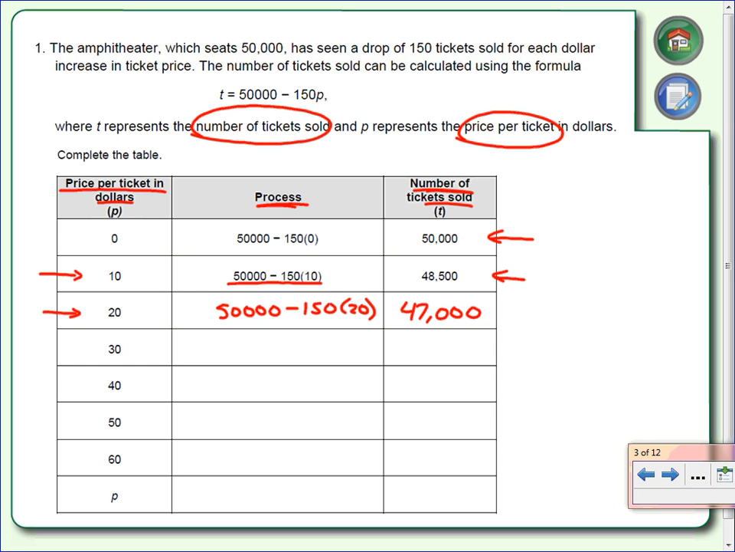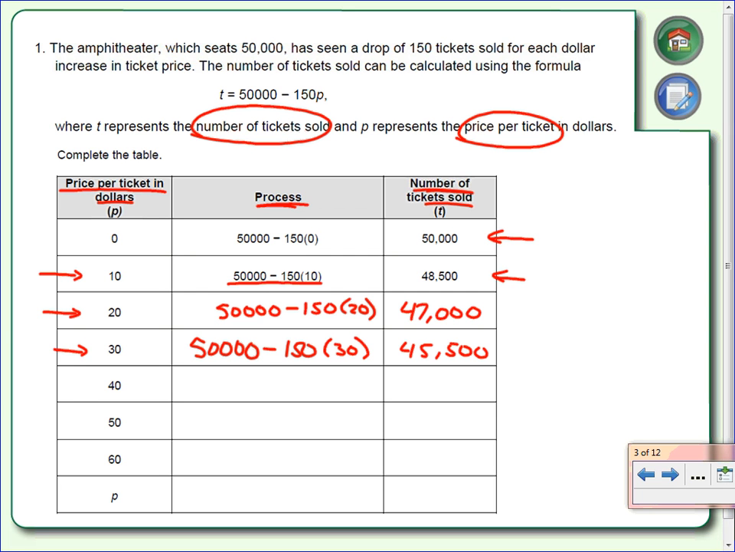What if I jack up the price a little bit more here? What if I charge $30 for every ticket? Well, let's do 50,000 minus 150 times 30. 45,500. So again, if we sell for $30 a piece, we're expecting about 45,500 people to show up to the concert.